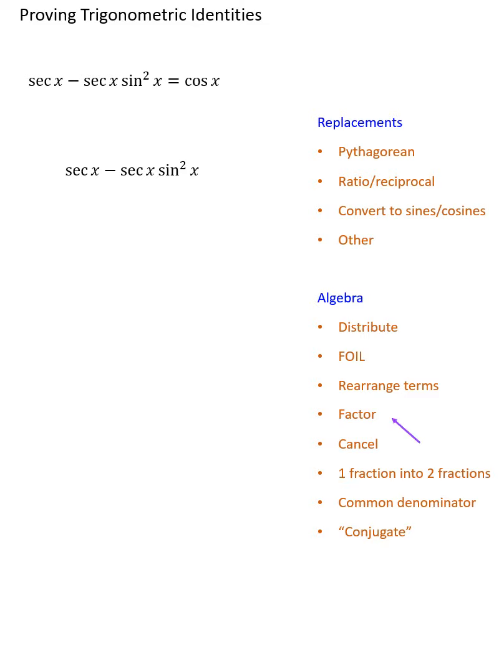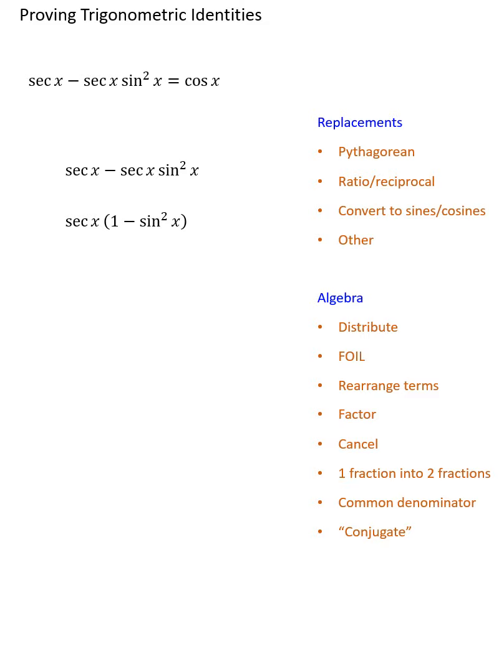So the first thing I'm going to do here is factor. What made me think of factoring is that I have two terms and there was a secant in each one. That doesn't mean that factoring is necessarily going to be successful, although it did turn out to be. So I factored out a secant and I got this.